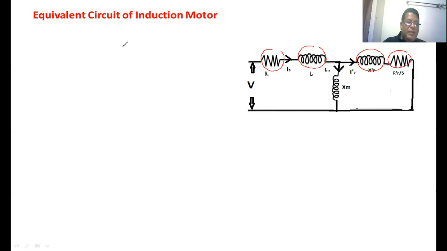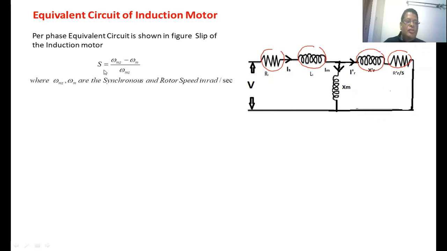Now the important term in a three-phase induction motor is the slip of the induction motor. It is defined as the ratio of the difference between the synchronous speed and the actual speed of the motor to the synchronous speed. The slip s equals omega ms minus omega m, divided by omega ms. Here omega ms is the synchronous speed and omega m is the actual speed of the motor, where omega ms equals 4 pi f by P, the synchronous speed in radians per second. If you know the synchronous speed in radians per second, the rotor speed equals the synchronous speed times 1 minus s.